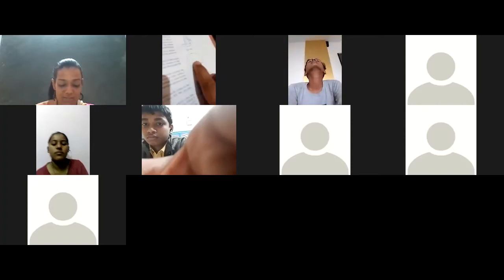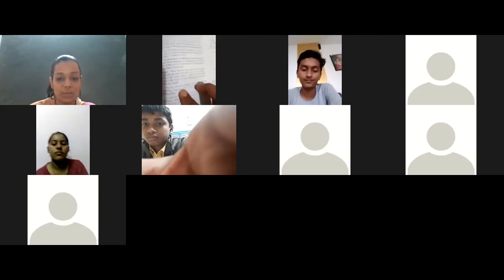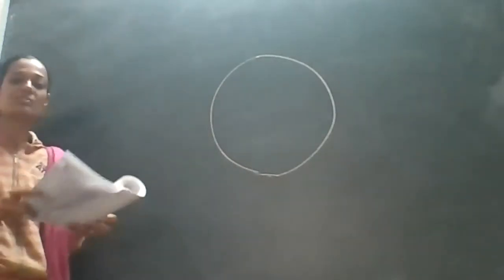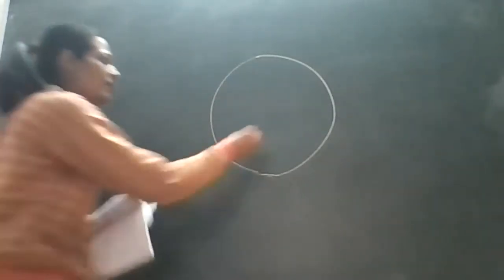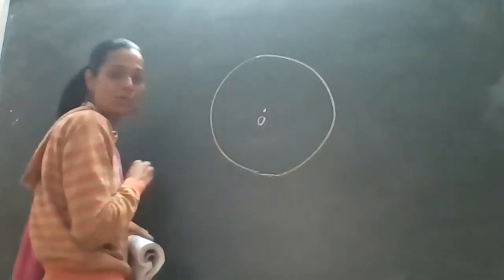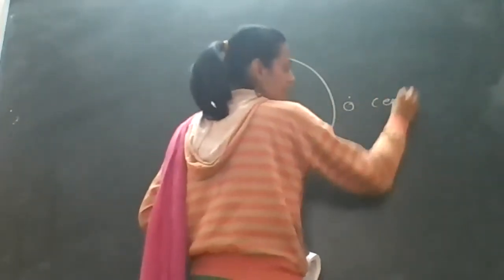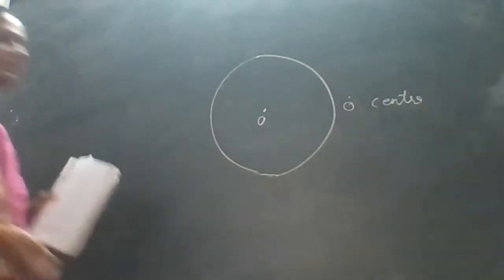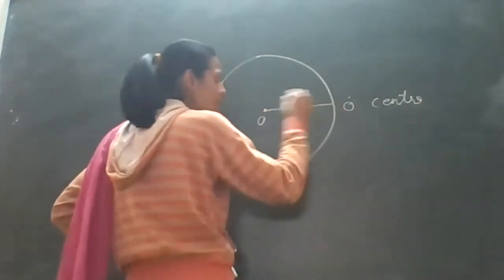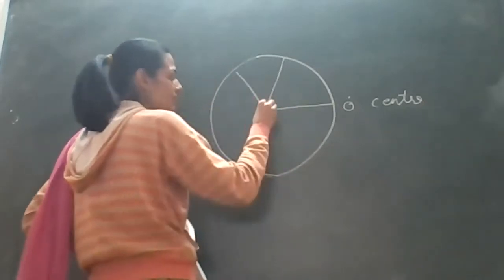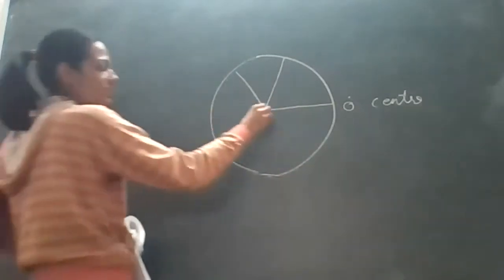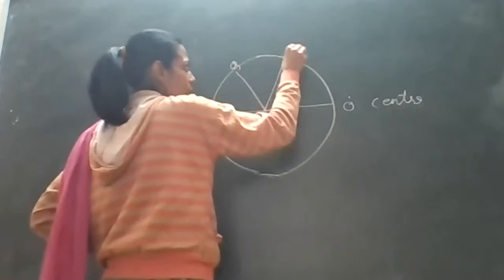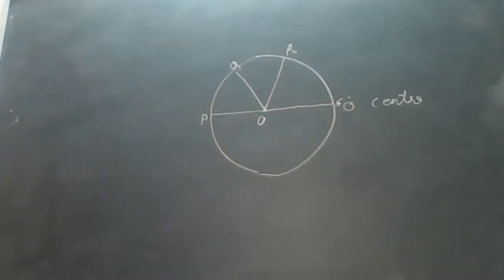So that is about the center of the circle. Now radius. Half of the diameter is called the radius. The fixed point that I am representing as O will be called the center of the circle. Now, what is the radius? The distance from the fixed point to any point on the circle is called a radius. So I am representing the radii as OP, OQ, OR, OS, right? These are the radii of the circle.